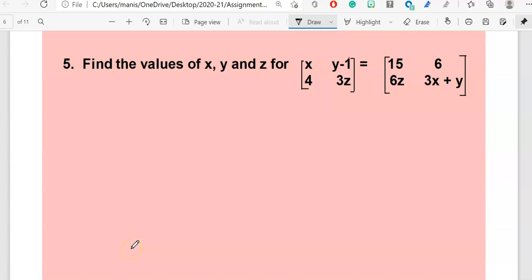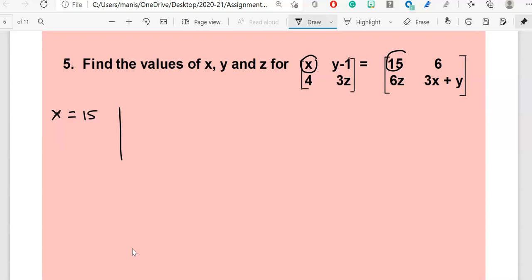Now in this question they are saying find the values of x, y, and z. So we will use the same approach. First of all, I will look at this x and look at the corresponding element, 15. So I'll write it like this: x, an equal sign in the middle, x equal to 15.